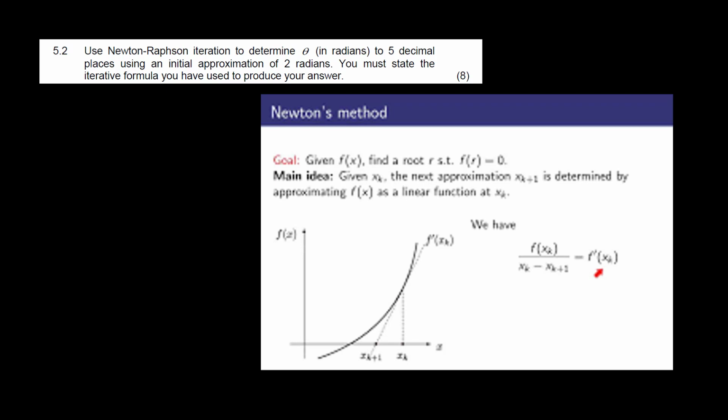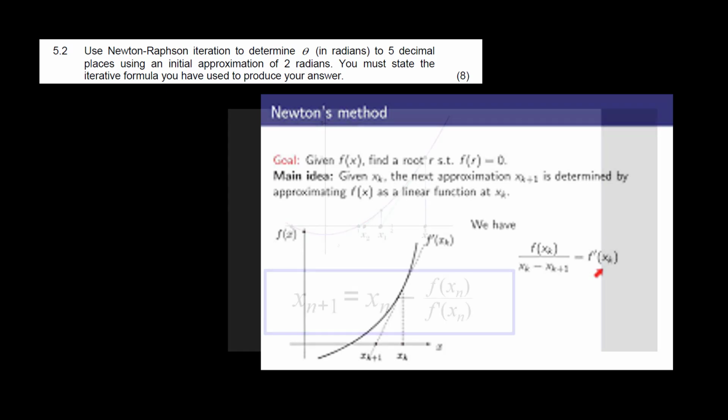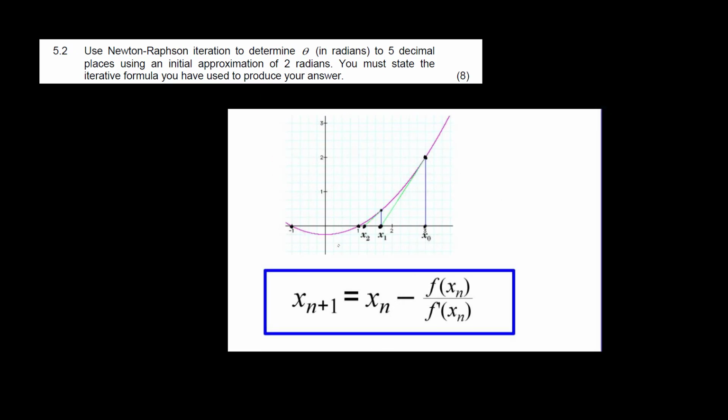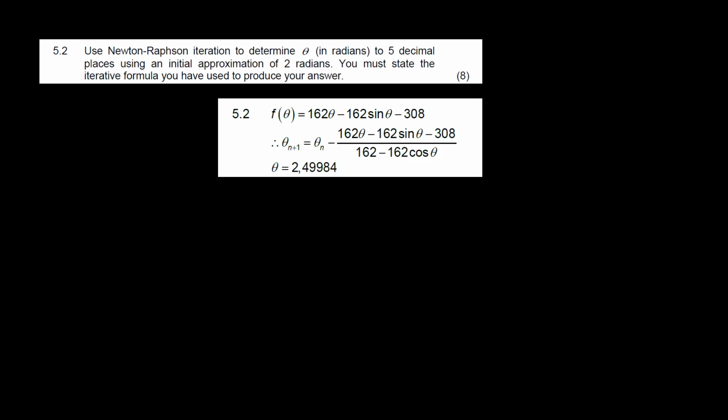Rearrange that and you get x of n minus x of n plus 1 equals f of x over f derivative of x. x of n plus 1 is equal to x of n minus f of x over f derivative of x. Let's take this to our problem. Define the function of theta as in 5.1. f of theta equals 162 theta minus 162 sine theta minus 308.